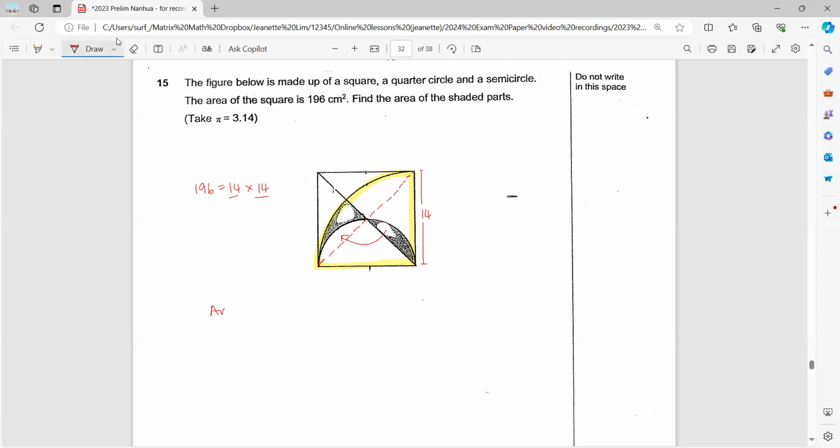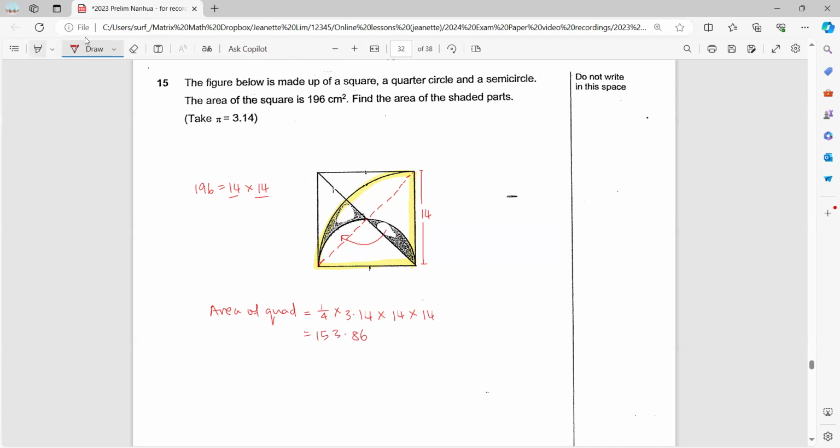The area of the quadrant, which is 1/4 times pi, which is 3.14, times radius squared. So I get 153.86.